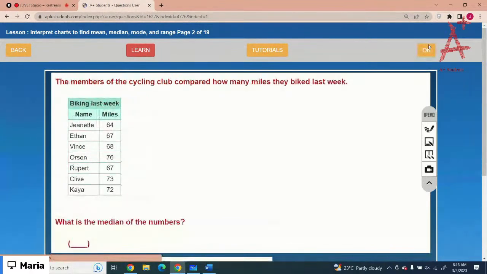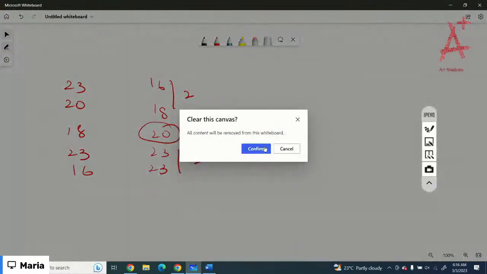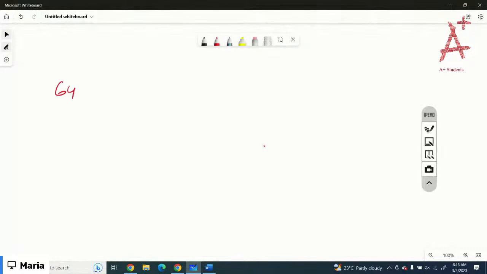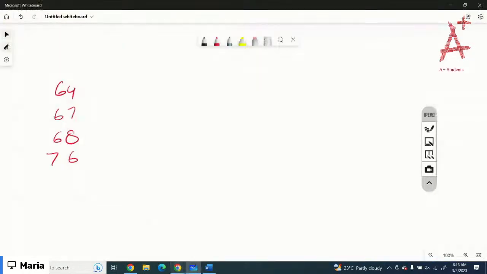Okay, the next one is the members of a cycling club compared how many miles they biked last year. What is the median of the data? Okay, again you have to calculate the median of the data. Let me just write down the numbers on the board. 64, 67, 68, 76, 67, 73, 72. Okay, just arrange them from least to greatest.